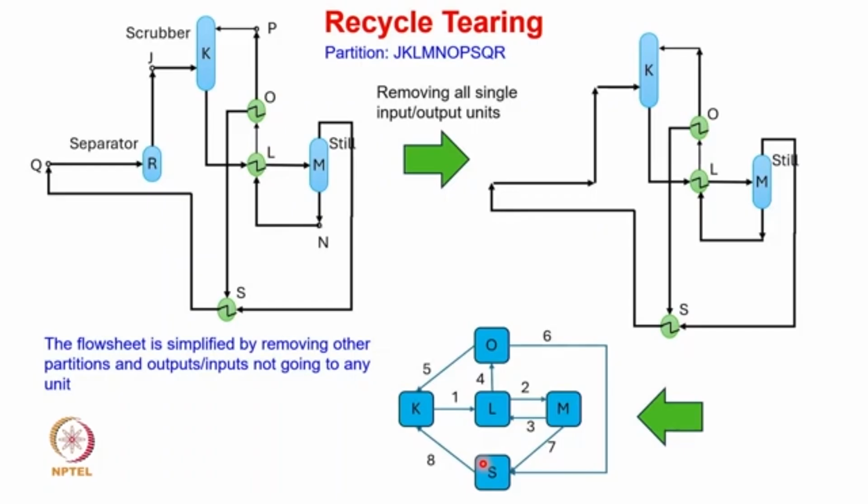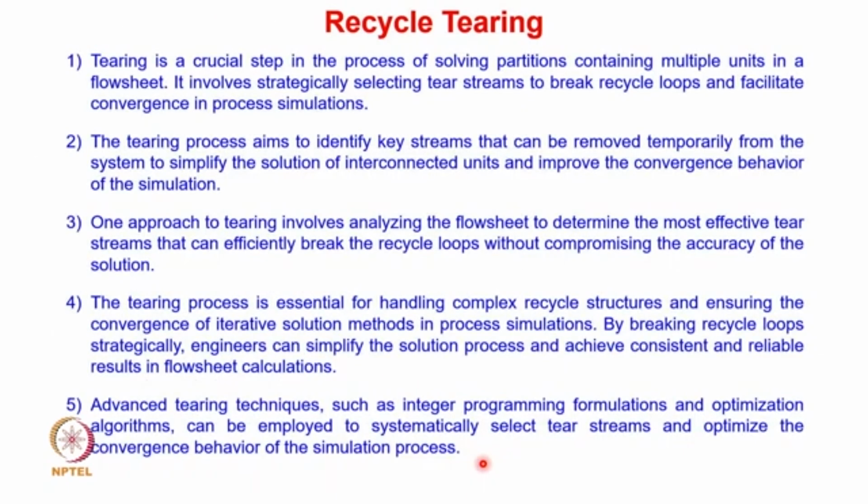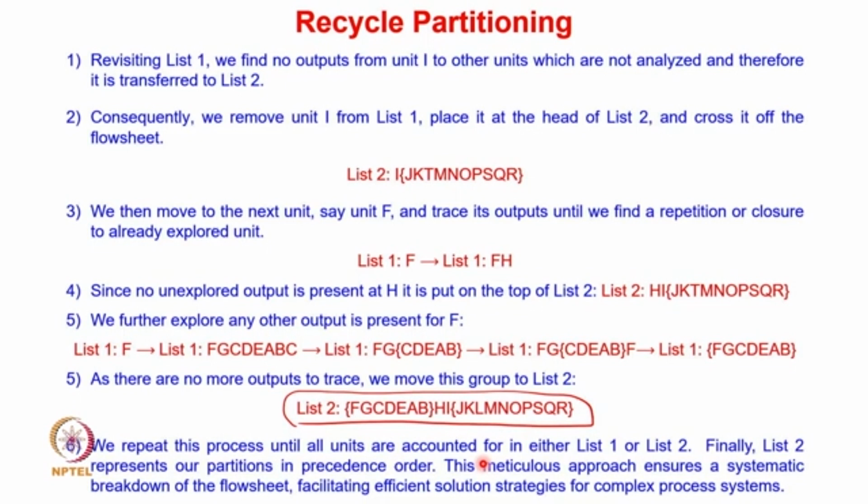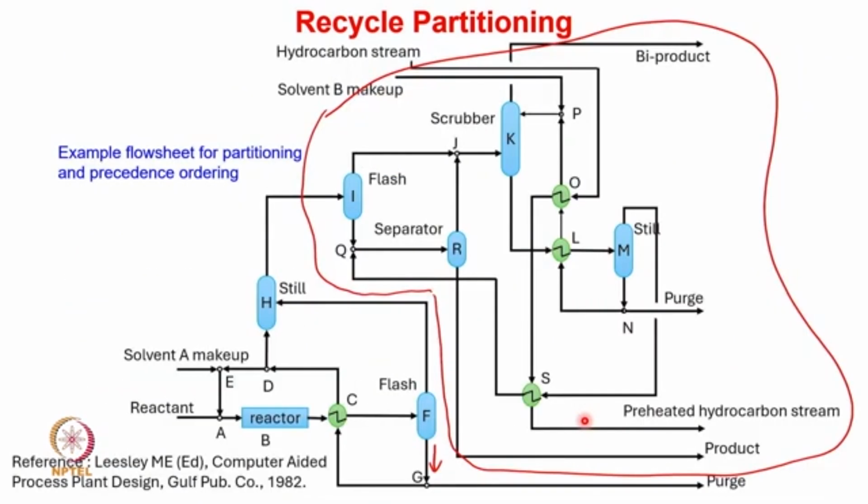In the same example you can see that, remember, we have done the partitioning. So this is the first group, second, third, and this is the last group. We are going to perform the tiering for the last group, JK, LMN, OPS, QR. So these are the units which are there. All other units we have removed from this flow sheet.